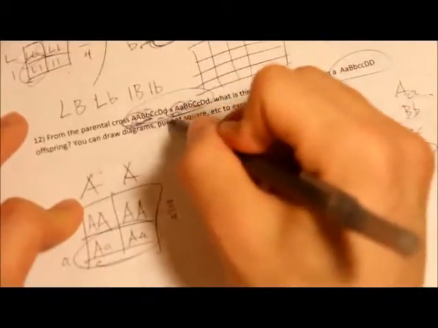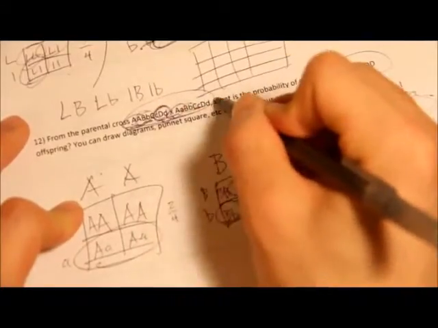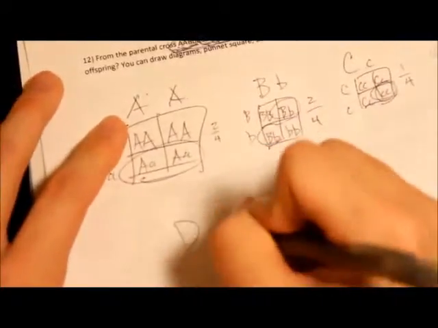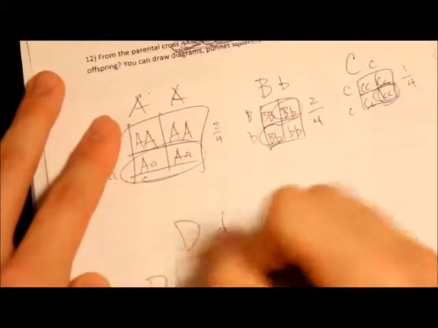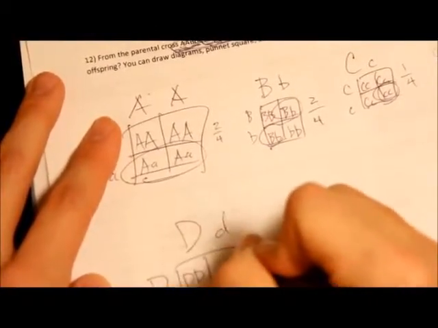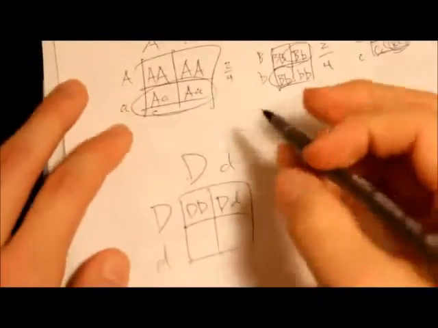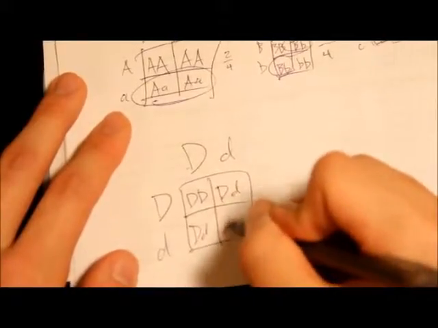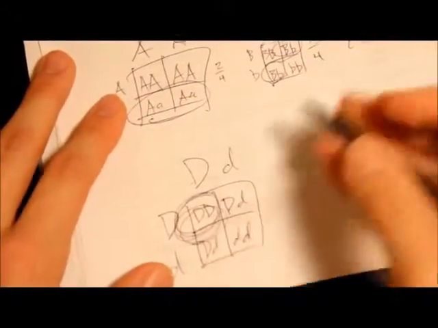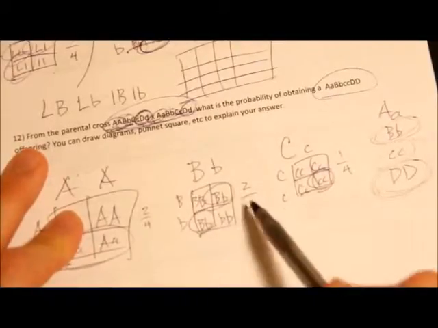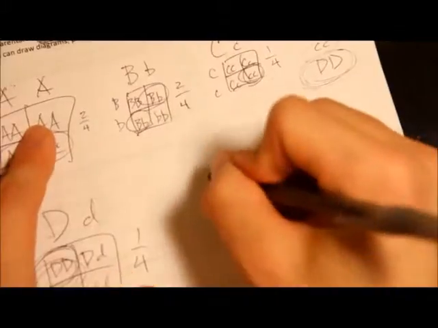Then we're going to look at the D's. We have big D, little d, cross with big D, little d. Big D, big D, big D, little d, big D, little d, little d, little d. And we're looking for big D, so right here, 1 out of 4. Then we're going to take each of these numbers, 2 out of 4, 2 out of 4, 1 out of 4, 1 out of 4, and we're going to multiply them all together.